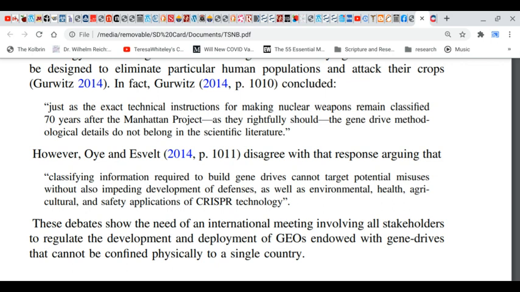Yes, like all of humanity, we are all stakeholders in this, whether we own the money that they're making off the patents of this Frankenstein technology.